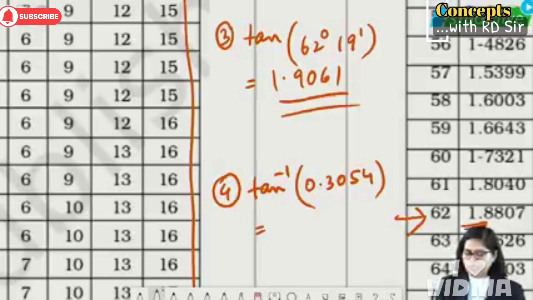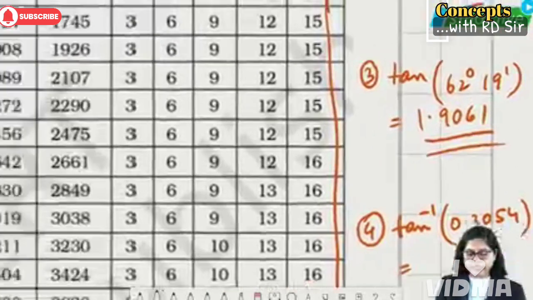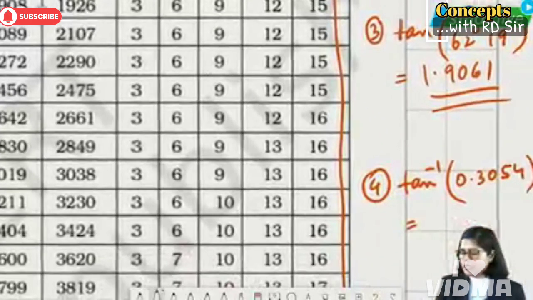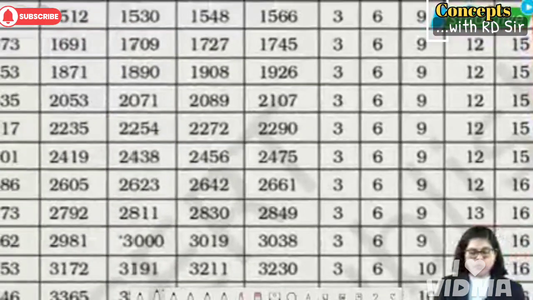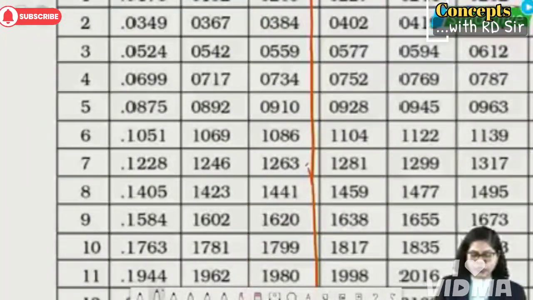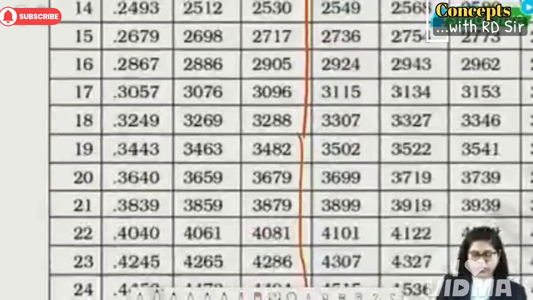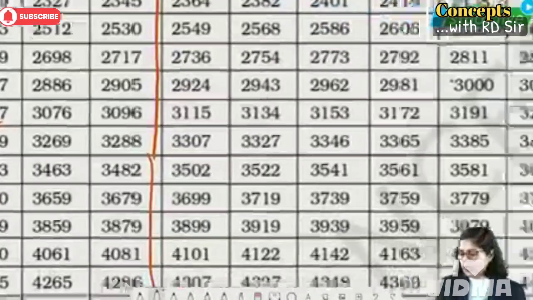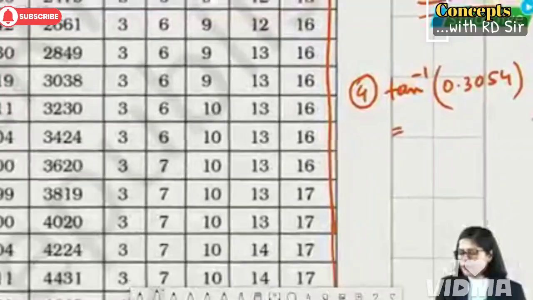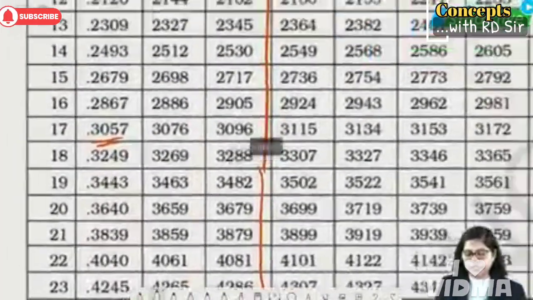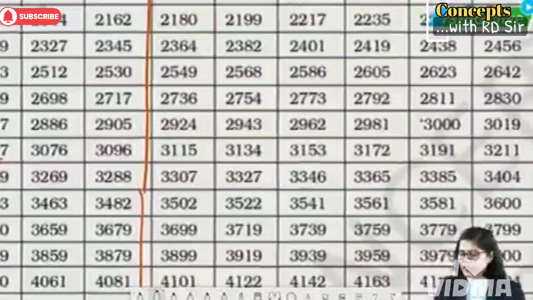0.3054, remember this number. So tan inverse means we are going to check in natural tangent, okay? 0.30. So the 0.30 number we are going to search. This is the line coming here, right? 30, and then what was the number later? 54. So I am getting here 3057. So the previous number, let me just check.